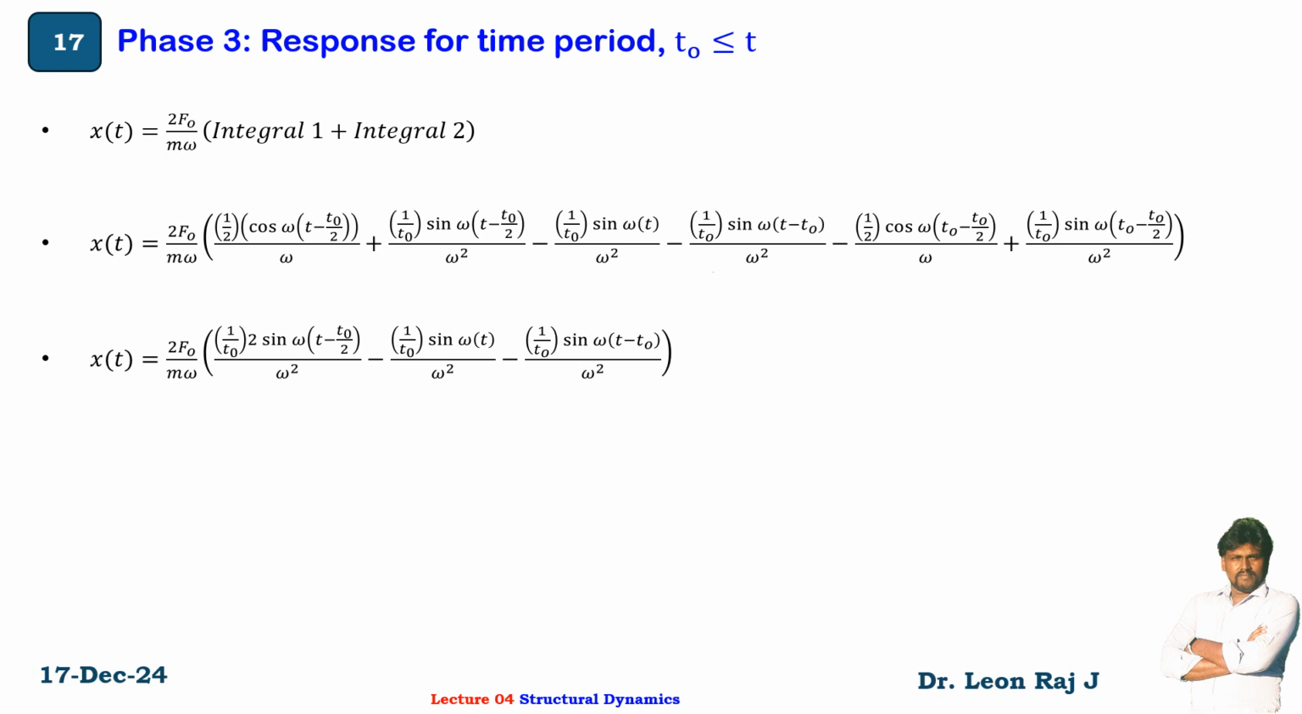So this is your omega square and this is your omega square. Then minus 1 by t0 sine omega t divided by omega square. So this is this term, and 1 by t0 sine omega t minus t0 divided by omega square. So this is this term, and your cos term gets cancelled, and for this term you have to add these two terms. So you are getting 2 here.